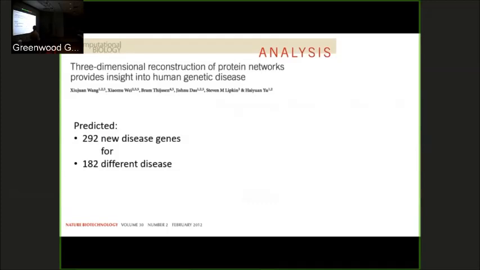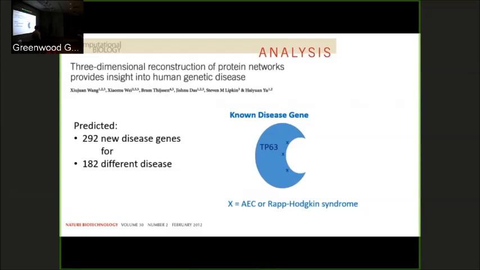So I'm going to walk through the one that they expanded on in the main text of the paper. They said TP63, which, if you were present at Dr. Hall's talk this week, you'll recognize is involved in AEC and Rapp-Hodgkin syndrome, among others. But specifically, they were interested in mutations that clustered at the interface and mutations that were associated with these conditions. And they identified that this interface is an interaction interface with TP73.